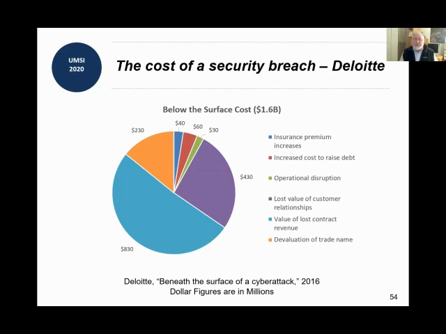And then below the surface, quite a few items here: increases in insurance premiums, for example, and lost value of customer relationships, so customers that start to leave the organization because of what happened. Then lost contract revenue associated with that is the largest component here, 830 million in this estimate. And also notice the devaluation of the trade name. So brand damage has a cost associated. In this case, 230 million was the estimate by Deloitte.